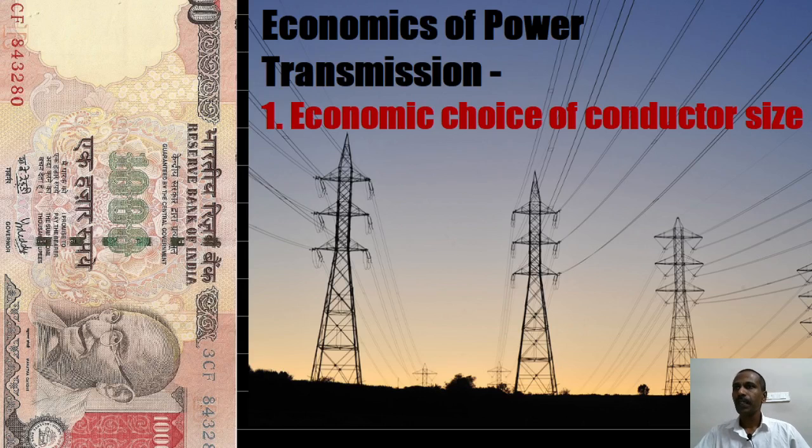Hi students. As you know, when an electrical engineer designs a power transmission system, he needs to consider the commercial aspect also. When it comes to the economics of power transmission, we need to consider the economic choice of conductor size and economic choice of operating voltage. In this class, we'll see the economic choice of conductor size. That is, how we can choose the most economic size of area of cross section of the conductor using Kelvin's law.